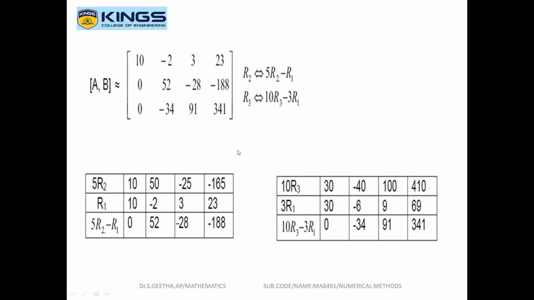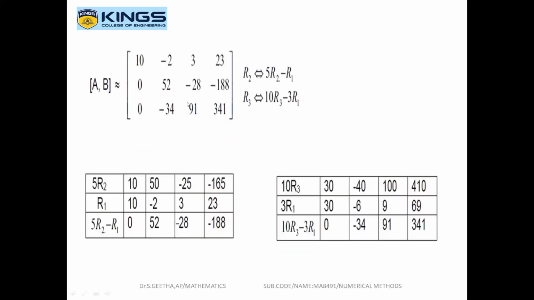For the row R2, we use 5R2 minus R1. R3 can be written as 10R3 minus 3R1. This is the calculation. Now 5R2 minus R1 is 0, 52, minus 28, minus 188. 10R3 minus 3R1 is 0, minus 34, 91, 341. Now we have changed the second and third rows.